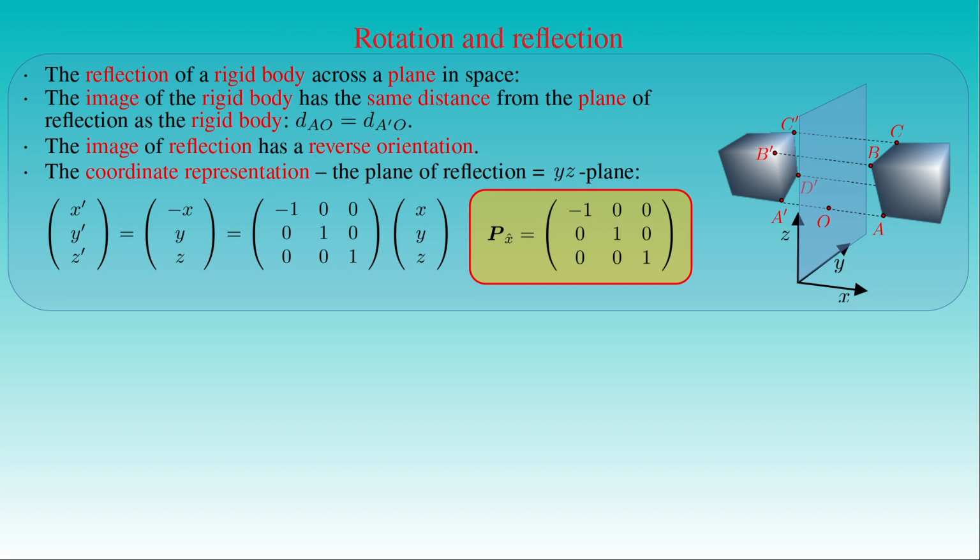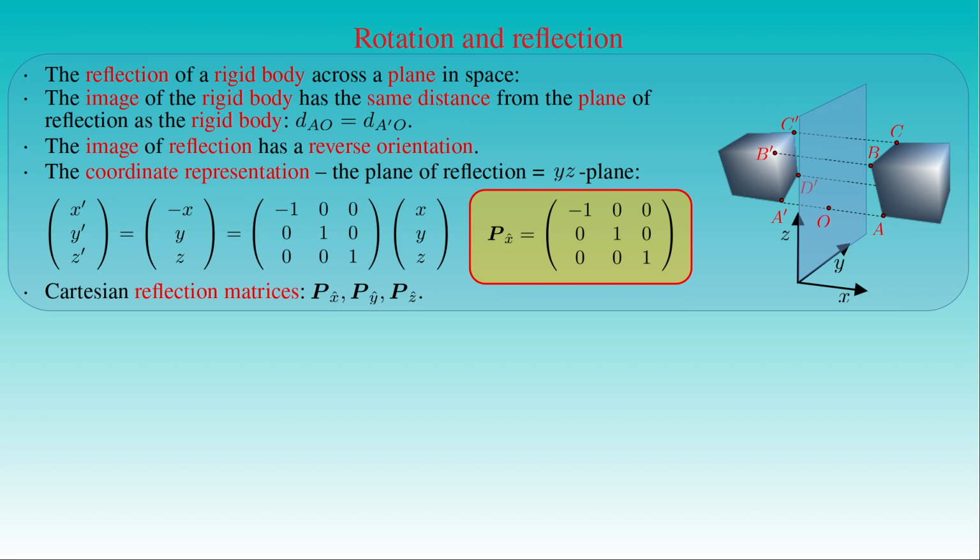We can derive the reflection matrices for the other two coordinate planes as well, where all the Cartesian reflection matrices P sub x hat, P sub y hat and P sub z hat are diagonal matrices, with the diagonals 1, -1, 1 for P sub y hat, and 1, 1, -1 for P sub z hat. If the normal to the plane of reflection has an arbitrary direction, we can rotate the plane together with the body into any of the coordinate planes, perform the reflection of the body and apply an inverse rotation on the image.